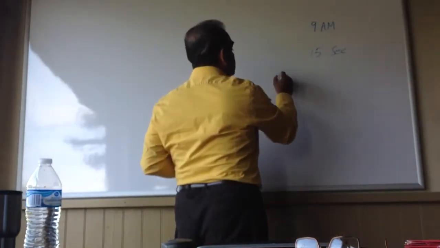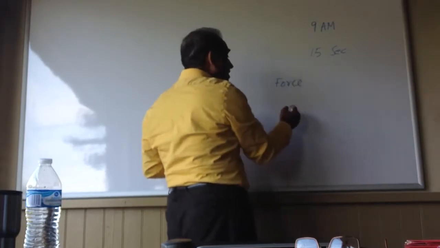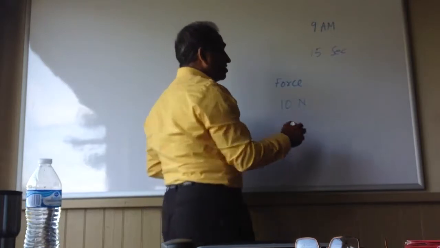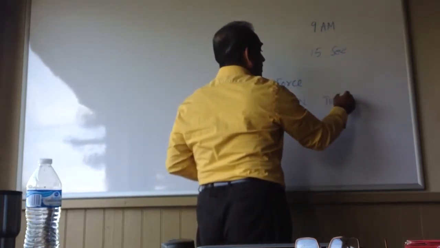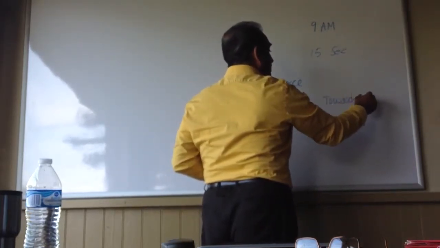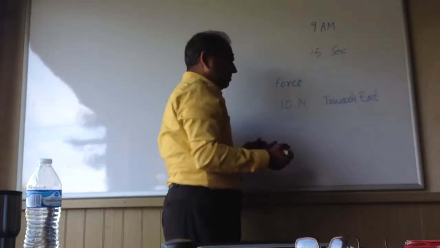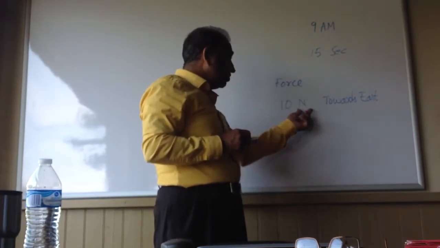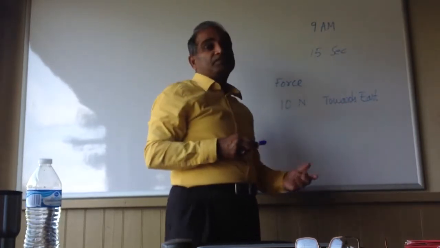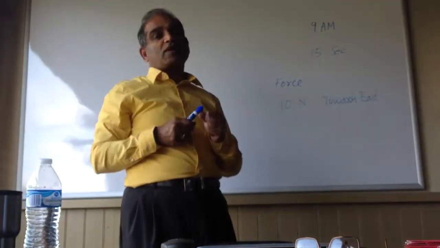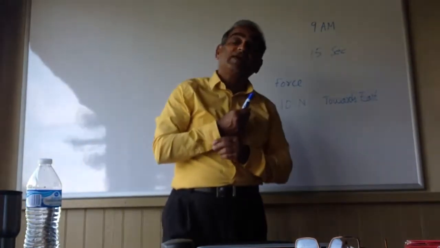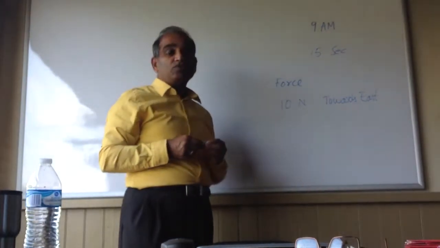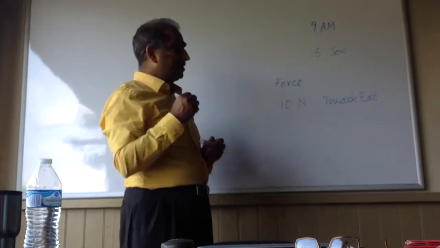Force has a number like 10 newtons and a direction, towards north or towards east, something like that. So therefore, a magnitude or value with the unit and the direction is called a vector quantity. So in physics, vectors are very, very important. Let's see how to represent a vector.